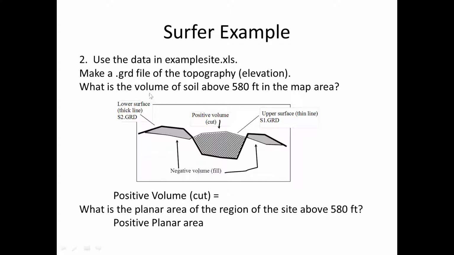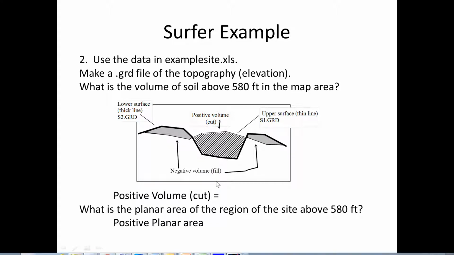And where the first surface is below the second surface, it's the negative volume or a fill. And so the first question that we're asked is, what is the volume of soil above 580 feet? And the second question is, what is the planar area of the region of the site above 580 feet? The planar area would be, if we were to flip this back to plan view, the area that's defined by this region here.